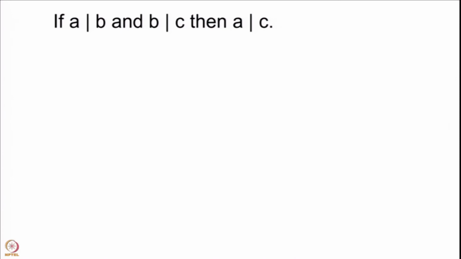The statement I have just said is equivalent to the statement we have seen here. Okay, so there are these three properties. We will try to go over them one by one and prove them one by one. So here comes the very first property: if A divides B and B divides C, then A divides C.